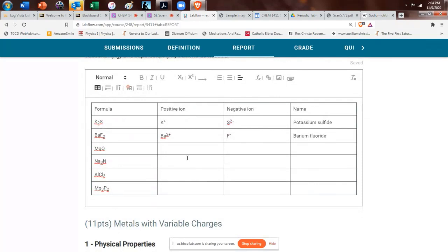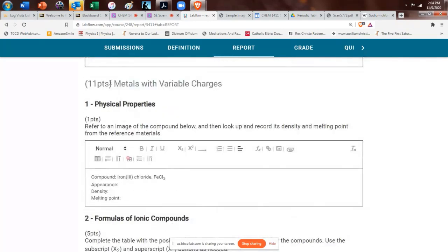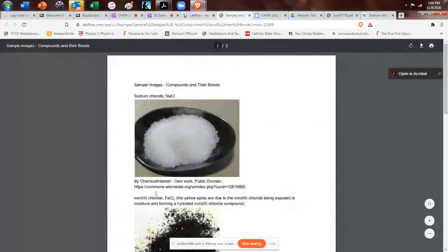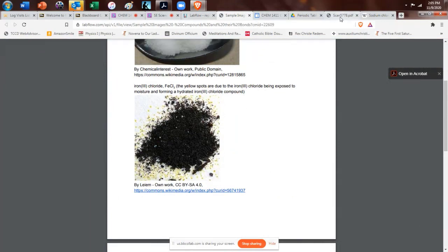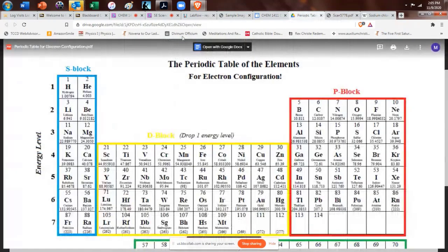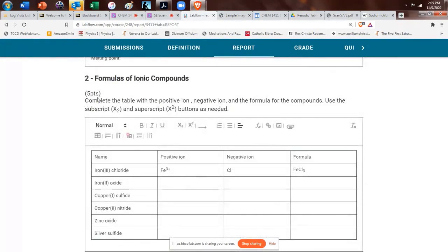The same thing works with the rest of these. Now it has a section on metals with variable charges. Once again, you're going to do that same thing, iron-free chloride. You're going to look at those sample images, look at the iron-free chloride, give the description, and look up the density and melting point and all that good stuff. So, going back to the report, you know how to do that.